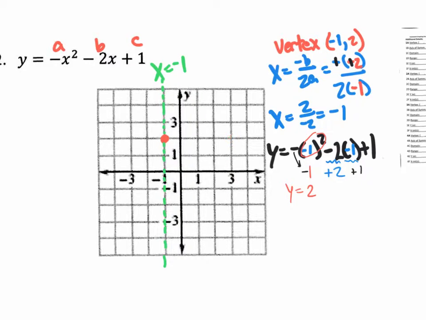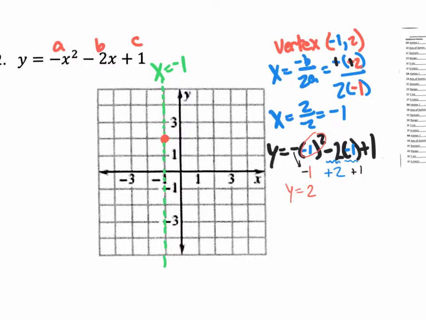If the line would have been over here, then it would have been x equals 3. If the line was over here, it would have been x equals negative 4. It all depends where your line's at. It's right here, crossing the x-axis right at negative 1. It's really just the x value of your vertex, negative 1. So to state the axis of symmetry equation, you have to write x equals negative 1.